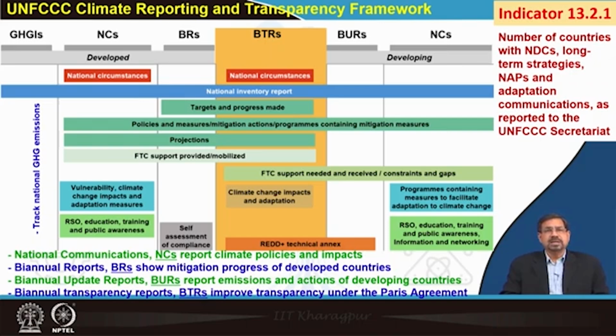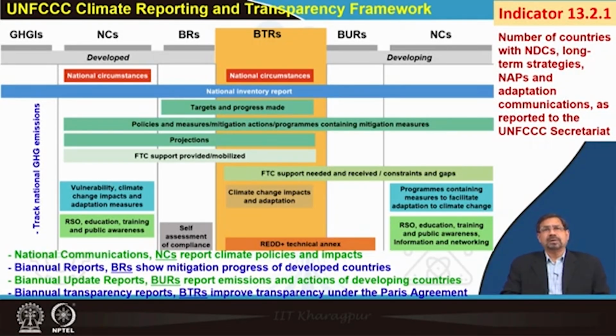In terms of NCs, that means national communications, the national communications report climate policies and impacts. BRs, the biennial reports, show mitigation progress of developed countries. Biennial update reports, BURs, report emissions and actions of developing countries. We also have the biennial transparency reports, abbreviated as BTRs, which improve the transparency under the Paris Agreement.